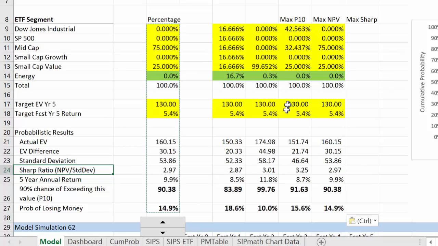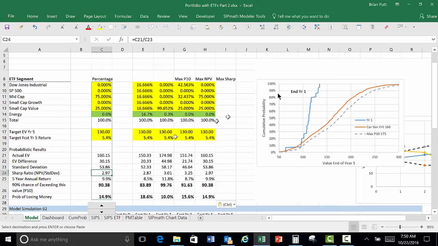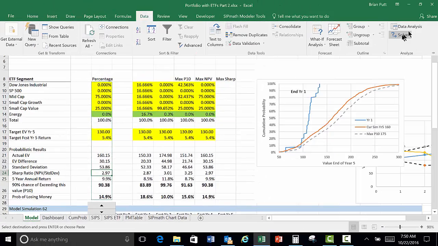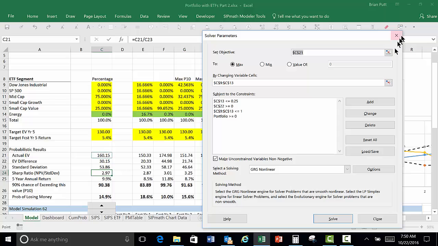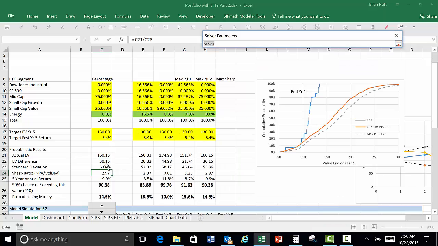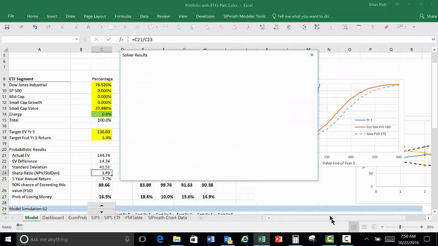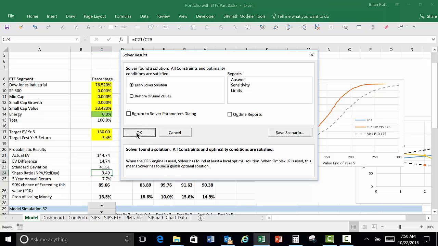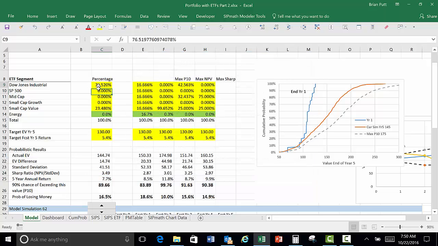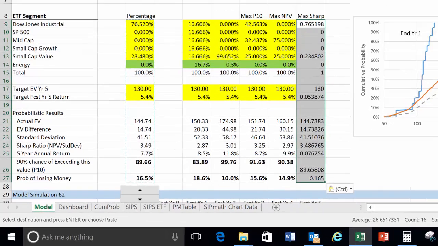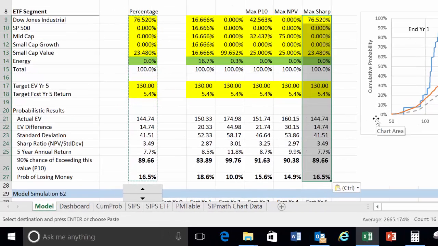Okay, so now let's maximize this Sharpe ratio. Data, Solver, maximize the Sharpe ratio, solve. Okay, and let's just put that right next to it. Put that right over here, and now we have something to compare.